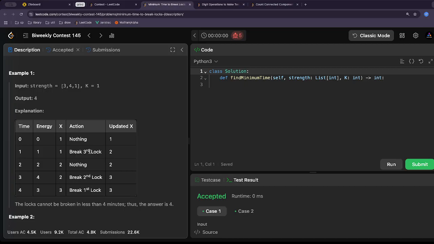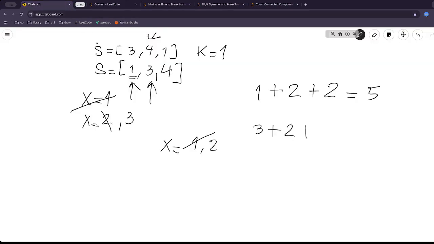Break third lock. No, they're doing 1, then 2. Okay, so in reverse order, right? So they're doing 1, 4, and 3.